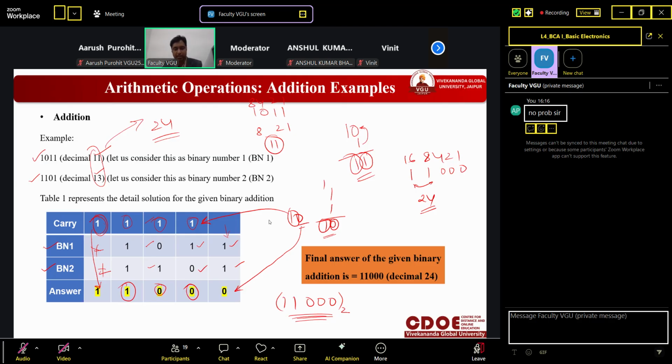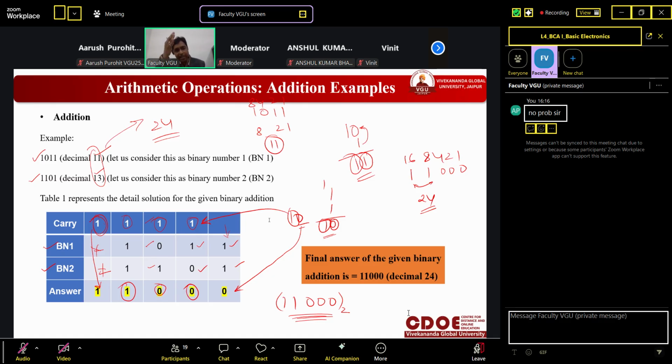Carry, okay. Carry means, if we suppose 0, 1, 1, 1, 0, 1. But if two bits are 1, 1, then what will happen? The answer will be 2 in decimal, and in binary 2 is 1, 0. 1 is left side, 0 is right side. So 0 is actually the sum and 1 is the carry. So we will write 0 at the bottom and 1 in the carry.